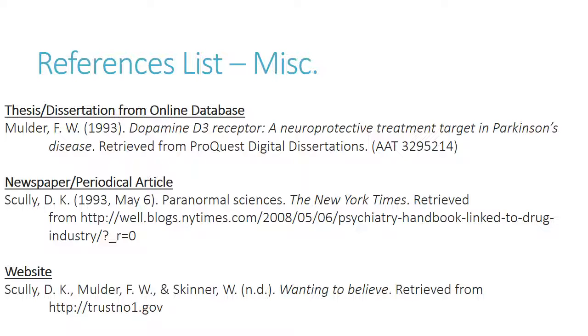Now you'll notice the names are of course always the same, but instead of a year we have N period D period. Please note these are lowercase, that is correct. This means no date. It just means that we can't find a concrete date of publication on the website.